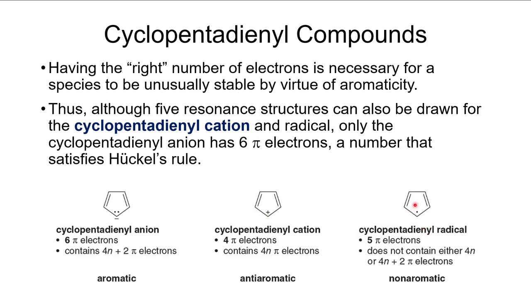And then here we've got the cyclopentadienyl radical. It's got 5 pi electrons, and because it has 5 pi electrons, it is planar, it is cyclic, it is completely conjugated. We can draw 5 resonance structures, but it is not aromatic because we've got 5 pi electrons. It's not aromatic.